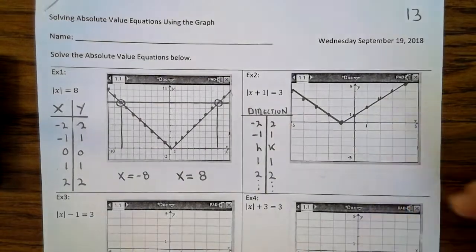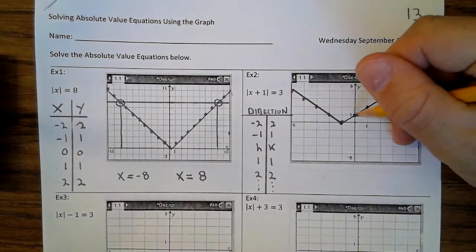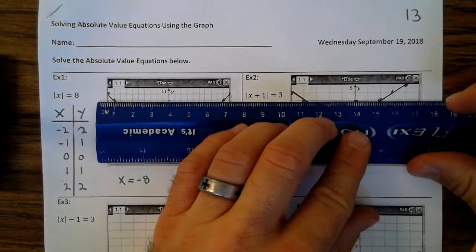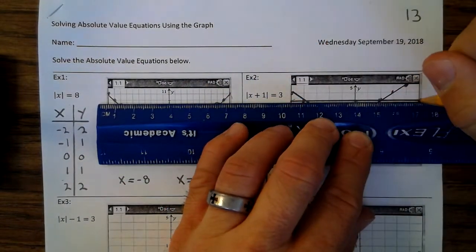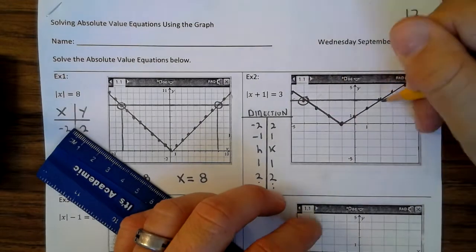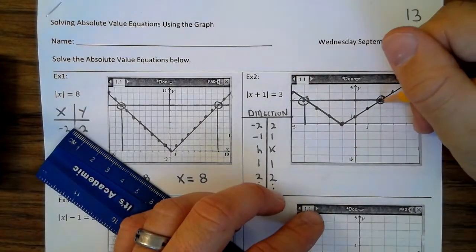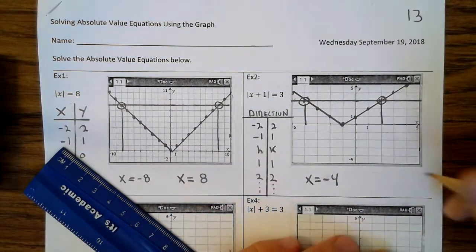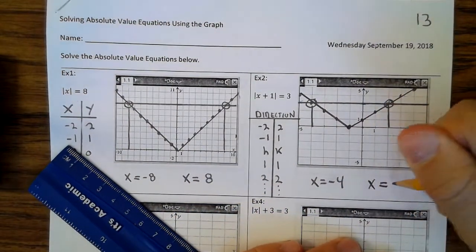All right, so now we graph the right side, which is 3. So 1, 2, 3. It intersects twice, and we find the x values at the intersections. So x equals -4, and x equals 2.